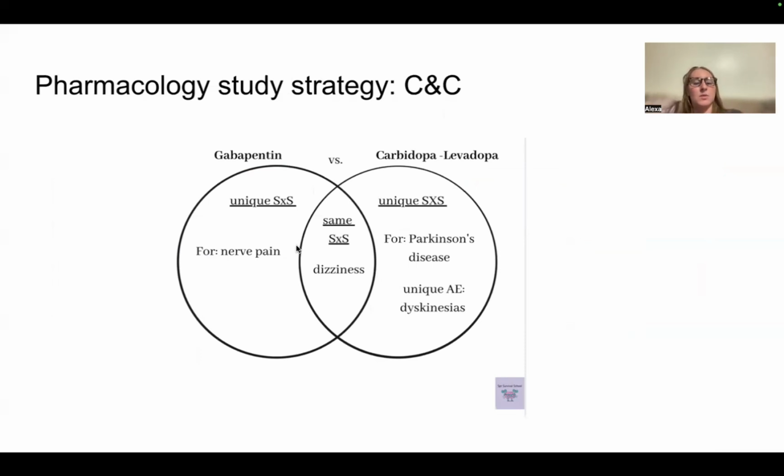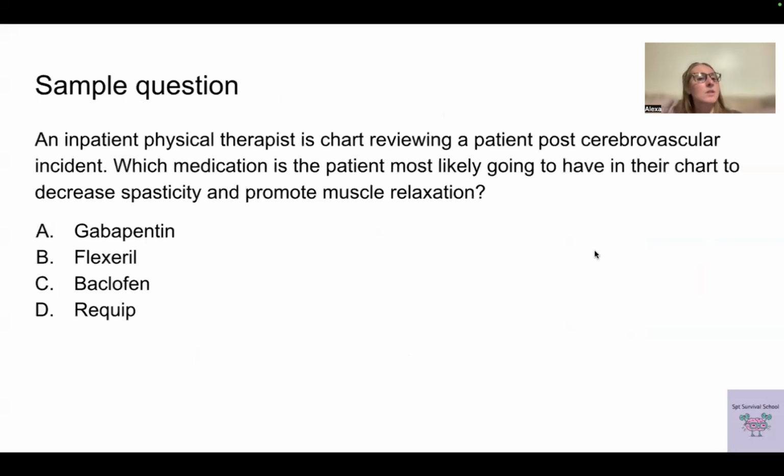Okay, gabapentin was for nerve pain and it also causes dizziness. You can go back and forth with those two. So just a sample question to wrap it up here. An inpatient physical therapist is chart reviewing a patient post-cerebral palsy or post-stroke. Which medication is the patient most likely to have in their chart that's used to decrease spasticity and promote muscle relaxation? A, gabapentin, B, Flexeril, C, baclofen, and D, Requip. So I'll let you guys answer that question here.